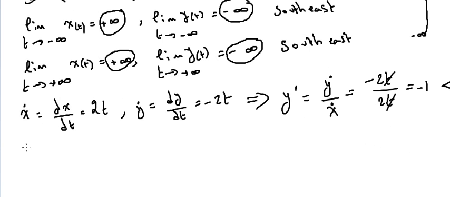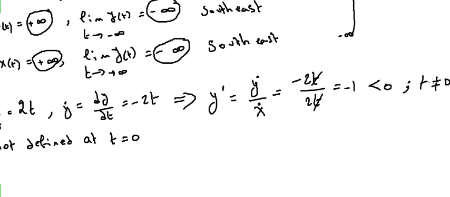At t equals 0, y prime is not defined, because t should not equal 0, as it is in the denominator of y prime before the simplification. Otherwise, if t is not 0, the slope is strictly negative. So the function is decreasing.